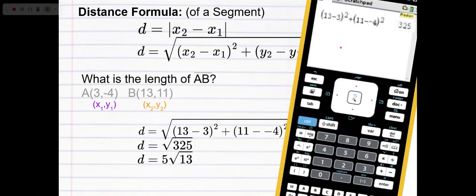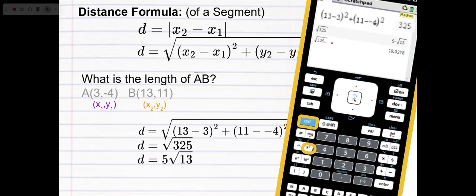Now, I know on the Inspire you can just type in the square root of 325 and it'll get you the answer, but I do want you to show your work on these questions because they are going to get a little harder throughout the year. How do you type in a square root? You hit the control button and then you hit the x squared and that'll square root it for you.